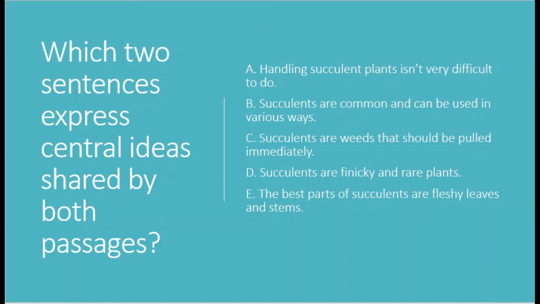All right, Article 1 talks about the succulents, and 2 talks about succulents that make tasty dishes. So, A, handling succulent plants isn't very difficult to do. B, succulents are common and can be used in various ways. C, succulents are weeds that should be pulled immediately. D, succulents are finicky and rare plants. And E, the best parts of succulents are fleshy leaves and stems.